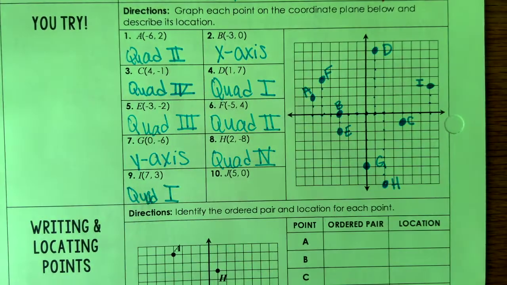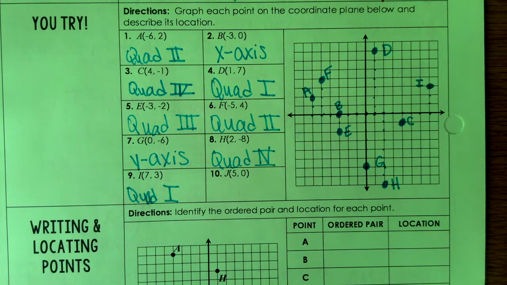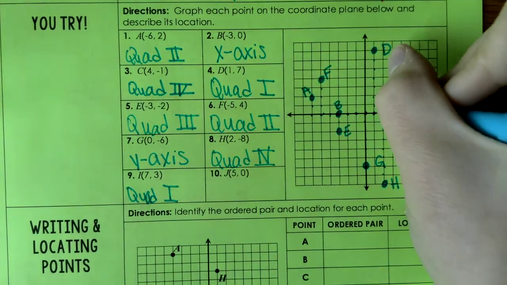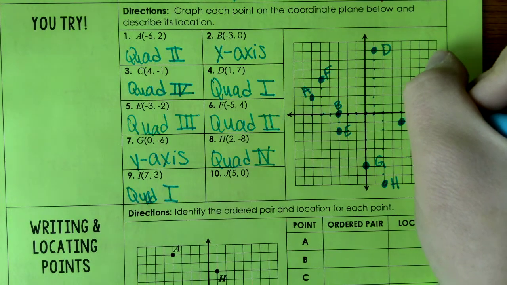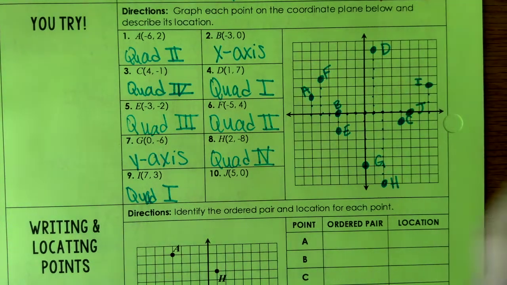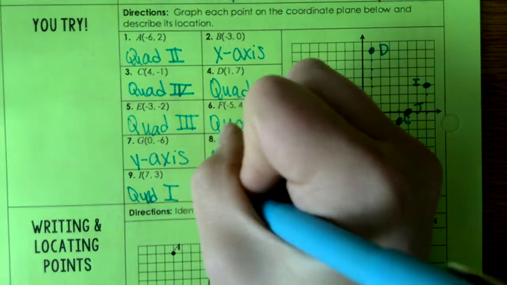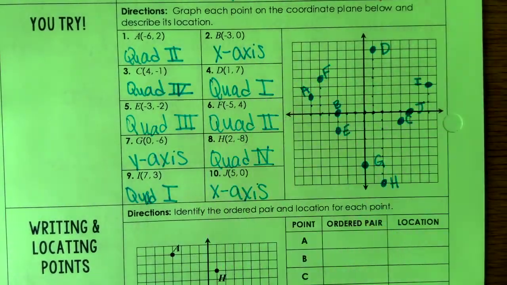1. And then finally, it says to move forward 5, 1, 2, 3, 4, 5, and not to move up or down at all. So that is my last point, J, right there, and that is on the x-axis.